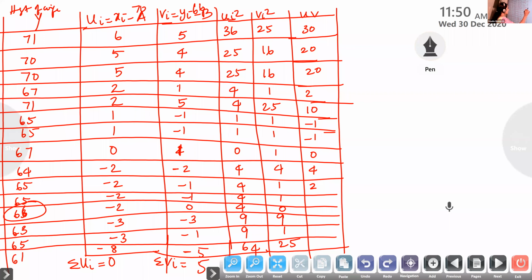Then find out what is sigma u square, sigma v square, what is sigma uv. All these things you calculate. And the n is given as 15. Total number is 15.